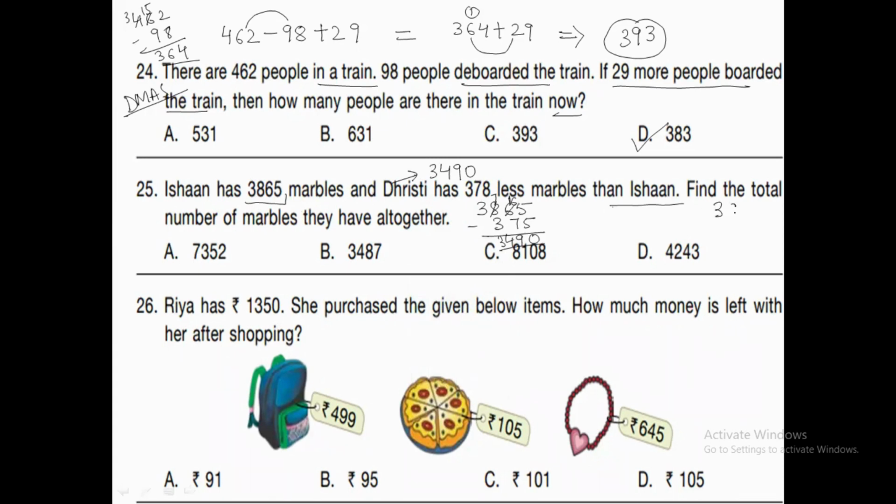Now we need to find the total number of marbles that they have together. So we will add both numbers of marbles, 3,865 and 3,490. 9 plus 6 is 15. Carry over 1. 8 plus 4 is 12, plus 1 is 13. So we write 3 here and 1 goes as a carryover. Now 3 plus 3 is 6, plus 1 is 7. So we are getting 7,355 marbles.